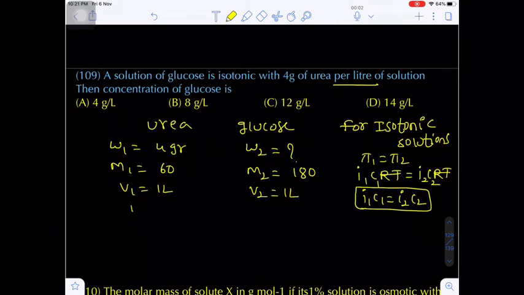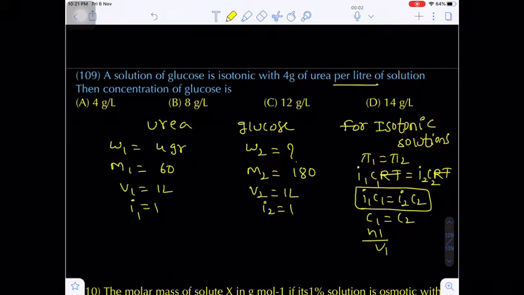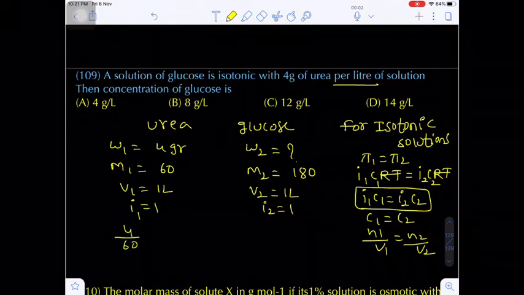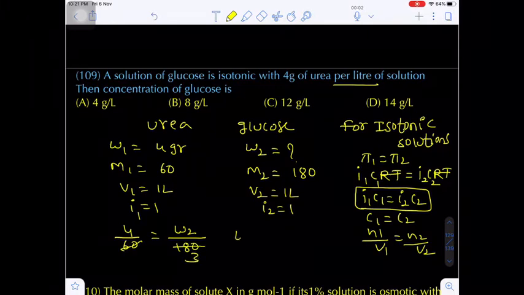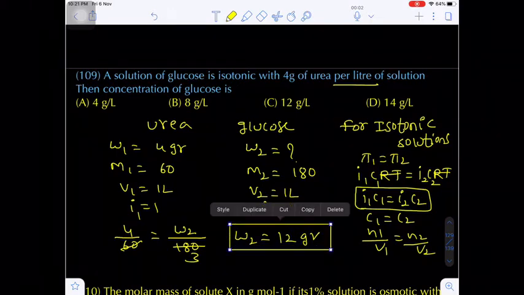Here both urea and glucose have the same van't Hoff factor, that is the iota value 1. That means the concentration should be the same, C1 equal to C2. Number of moles upon volume. In both cases the volume is 1 liter, so directly we are using the number of moles. So number of moles of urea is given mass upon molar mass, and number of moles of glucose is mass to be calculated upon molar mass 180. 60 gets cancelled 3 times. So the weight of glucose will be how many grams? 12 grams. But the question is the concentration.